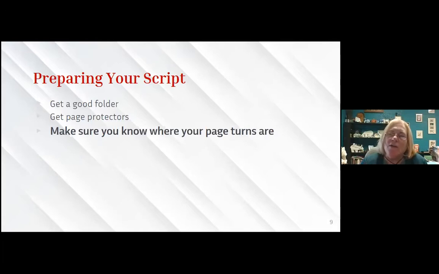And by the way, you want to do your page turns from the bottom of the page, not from the top of the page, because that draws more attention to it. So you want to do the page turns from the bottom.